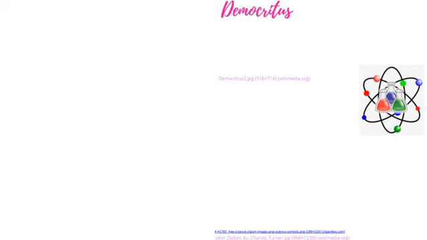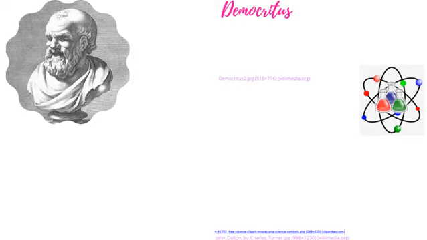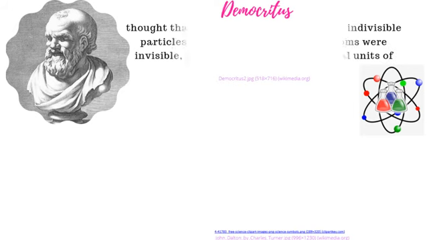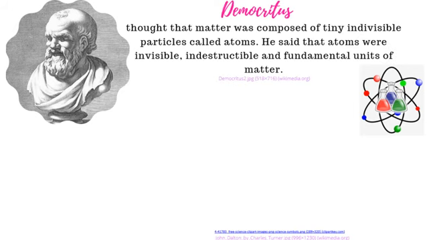Democritus in the 4th century first proposed the idea about atoms. He was a part of the atomist school of thought. Atomists believed that matter was composed of tiny or small indivisible particles, which were called atoms. So according to Democritus, matter was composed of tiny indivisible particles, and he said that atoms were invisible, indestructible, and fundamental units of matter. Indivisible means that the particles cannot be divided anymore or separated from each other.